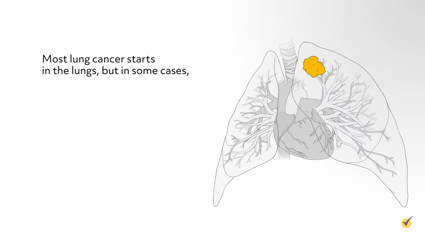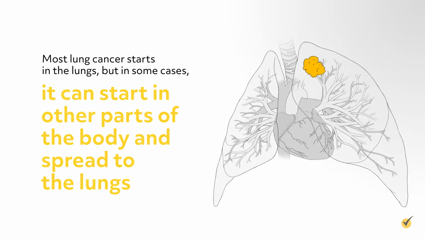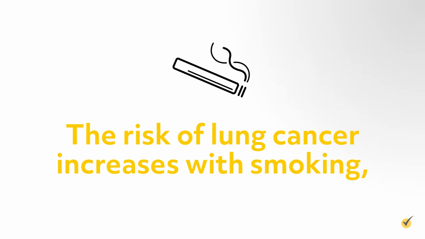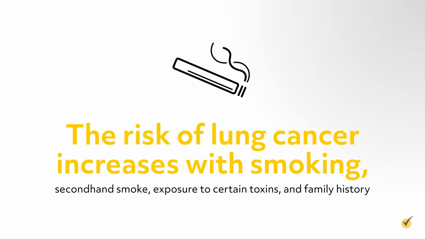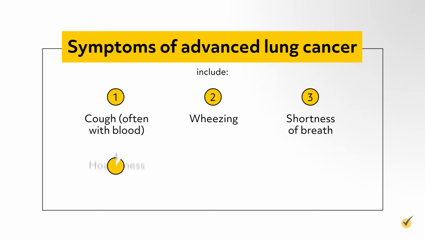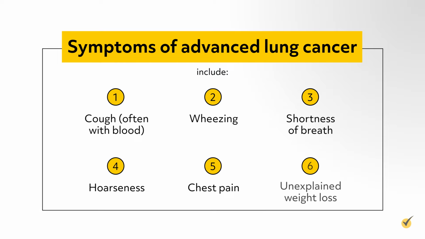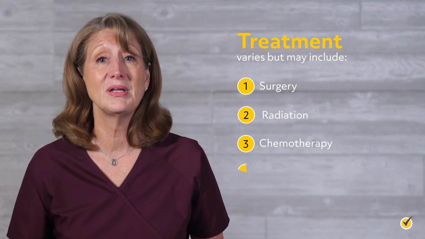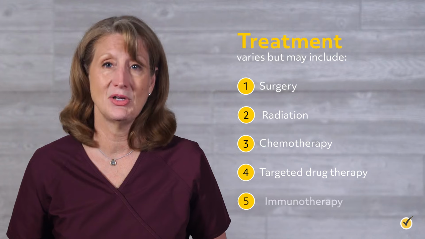Most lung cancer starts in the lungs, but in some cases, it can start in other parts of the body and spread to the lungs. The risk of lung cancer increases with smoking, secondhand smoke, exposure to certain toxins, and family history. Advanced lung cancer will present with symptoms including cough, often with blood, wheezing, shortness of breath, hoarseness, chest pain, and unexplained weight loss. Treatment varies, but may include surgery, radiation, chemotherapy, targeted drug therapy, and immunotherapy.